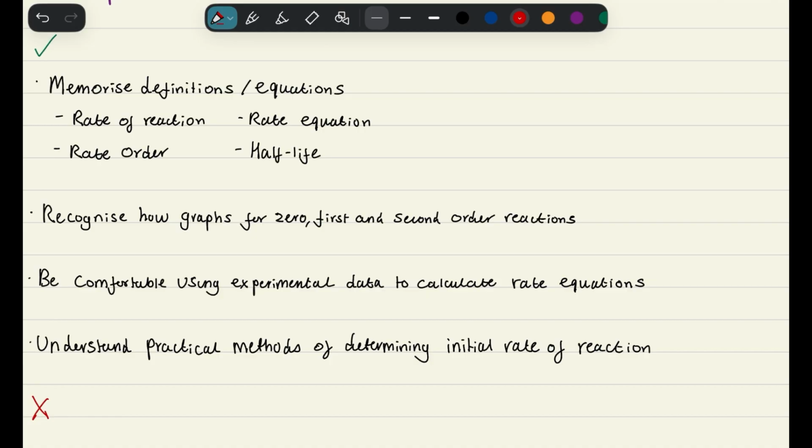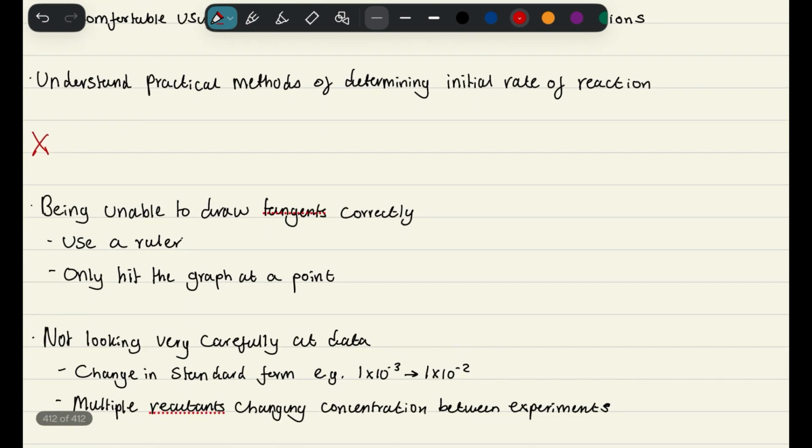And then also understanding practical methods of determining the initial rate of reaction. I know we haven't gone into them too much in this video, but they can definitely ask you about designing an experimental technique that will help you to find the initial rate. So be very prepared to go through your colorimetry, your titration, mass loss, and volume of gas, because it can come up.